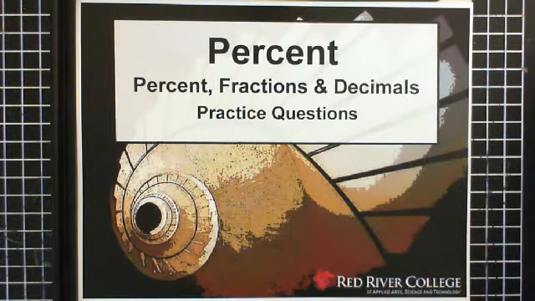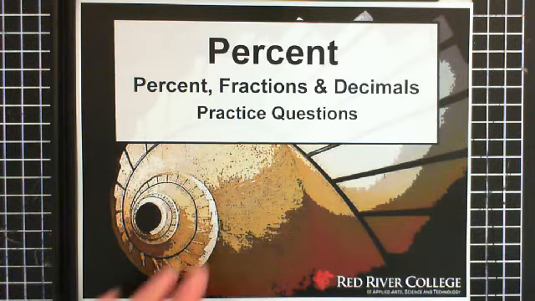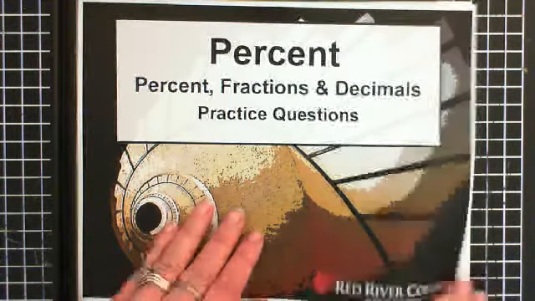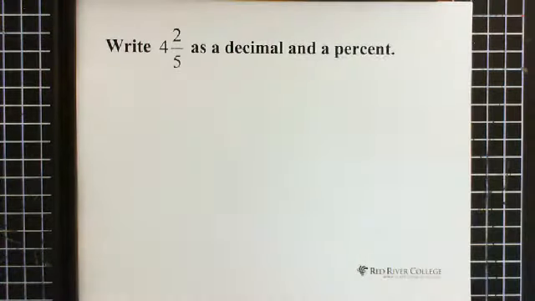This video is on percent, fraction, and decimal equivalents, and they are practice questions. So, here's a question. Write 4 2/5 as a decimal and a percent. You can pause the video, work on the question, and then start the video up again, and I will be working through the answer.